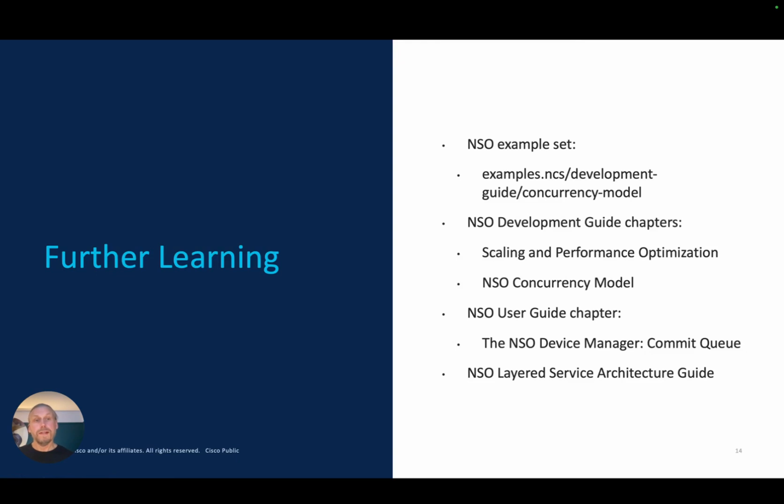So for further details, see the NSO example set. Here you have the examples in the NCS development guide concurrency model, where you have examples for each of these variants that I showed: the performance transaction example, one for stacked services and one for LSA as well. And then also other things like retry of transactions are there. So look into that. And then you have development guide chapters in the documentation, the scale and performance optimization chapter, and the NSO concurrency model chapter. The Nano services chapter is also there if you want to look further into Nano services.